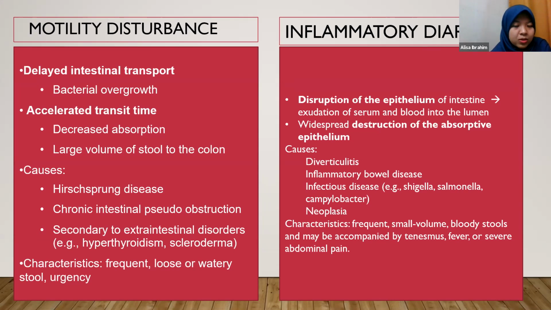However, inflammatory diarrhea occurs due to disruption of the epithelium of the intestine. The disruption can cause exudation of serum and blood into the lumen, and the inflammation can cause widespread destruction of the absorptive epithelium. For example, it occurs in diverticulitis, inflammatory bowel disease, infectious disease, and neoplasia. The characteristic of inflammatory diarrhea is that it is usually frequent but in small volume, usually bloody, and accompanied by tenesmus, fever, or severe abdominal pain due to the inflammation.